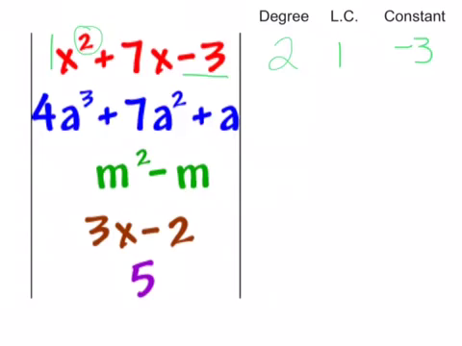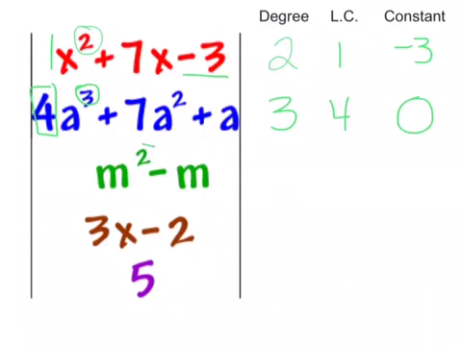The next example, the degree is 3. Our leading coefficient is 4. And our constant is actually 0. Our constant is 0 because there is not a number listed in this polynomial that doesn't have a variable. There is no term without a variable. Notice this one here was a term with no variable. This is a variable, so therefore our constant is 0.